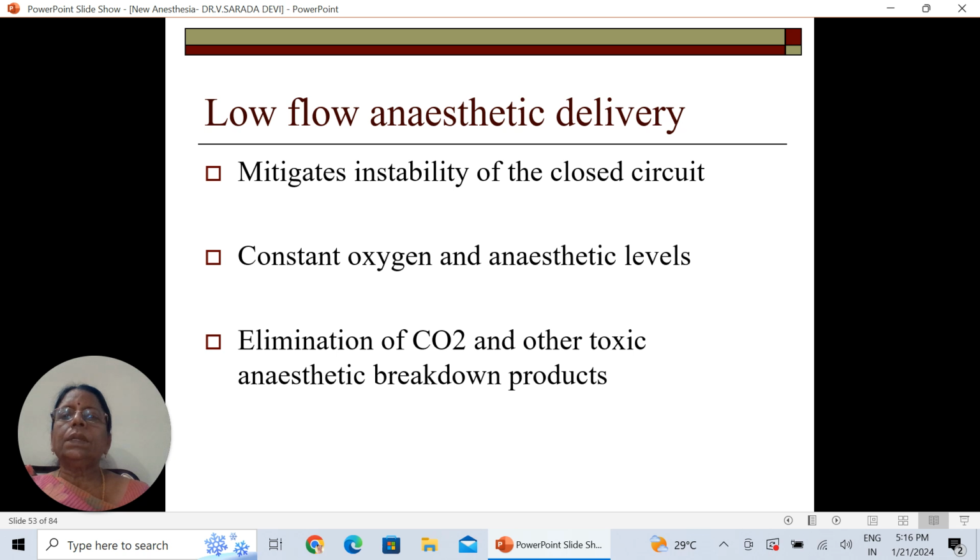And low flow anesthetic delivery. It mitigates the instability of the closed circuit. Constant oxygen and anesthetic levels. Elimination of carbon dioxide and other toxic anesthetic breakdown products.